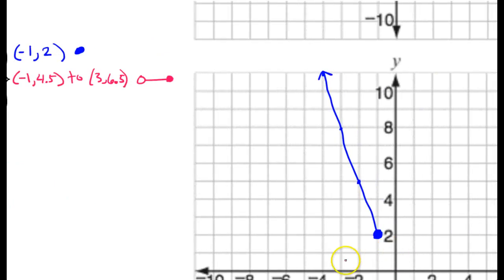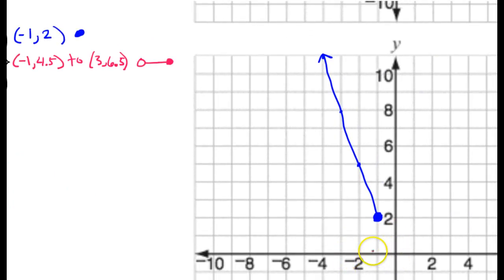All right, so here we go. I've got -1 comma 4.5, open circle, and I've got 3 comma 6.5, closed circle. All right, so that's what the red piece looks like.